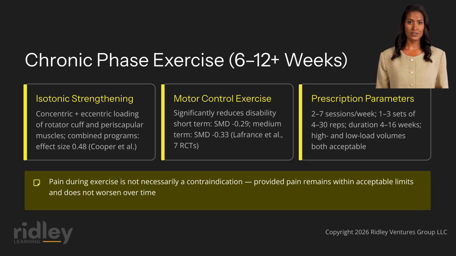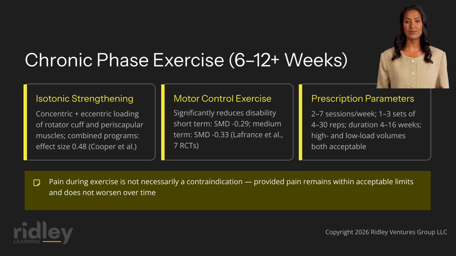For the chronic phase, defined as symptoms persisting beyond 6 to 12 weeks, the guideline recommends progression to isotonic strengthening exercises, incorporating both concentric and eccentric loading of the rotator cuff and parascapular muscles. A mixed methods evidence synthesis by Cooper and colleagues found that combined concentric-eccentric programs may offer additional benefits, showing a moderate benefit favoring combined modes over eccentric-only exercise, though the estimate carried some uncertainty, and the evidence leaves room for further investigation of the optimal loading approach.